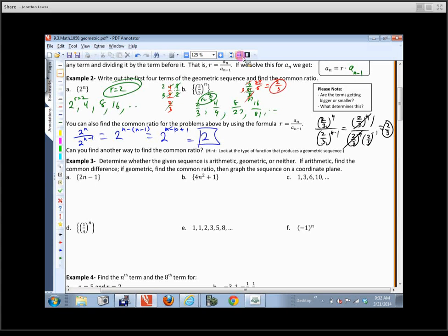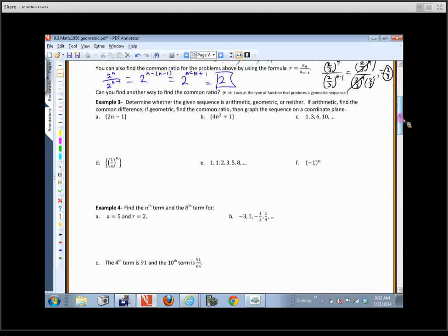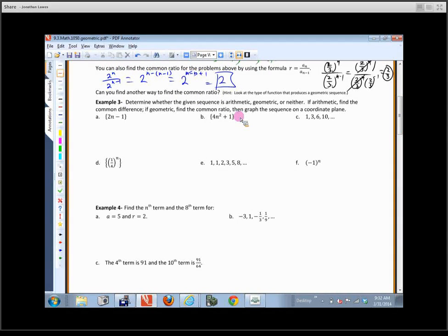Okay. You're going to have some problems that'll say, hey, look at this and figure out whether it's arithmetic or geometric. Okay, maybe not a ton in this section, but definitely by the time we take the test. So look at these and figure out, are they arithmetic or are they geometric? If they're neither, you don't have to worry about it. There are some on here that are neither. If it's arithmetic, I want you to find the common difference. If it's geometric, find the common ratio. And then what I'd like you to do is graph the sequence on the coordinate plane, if it's arithmetic or if it's geometric. And let's take a look at how these grow.